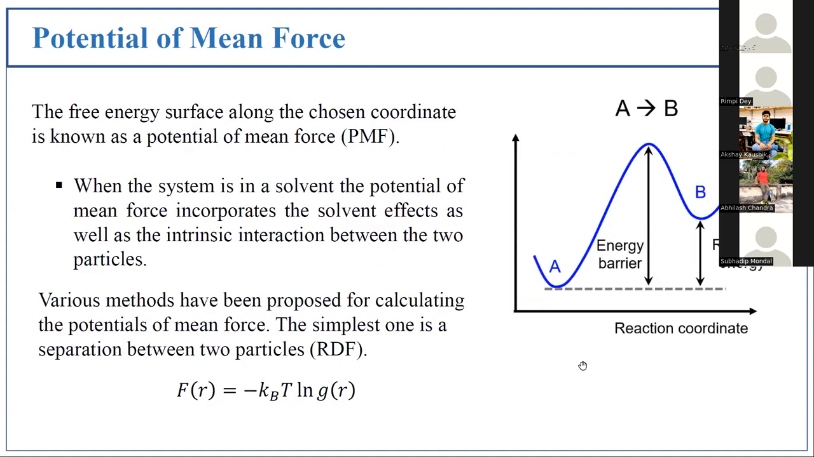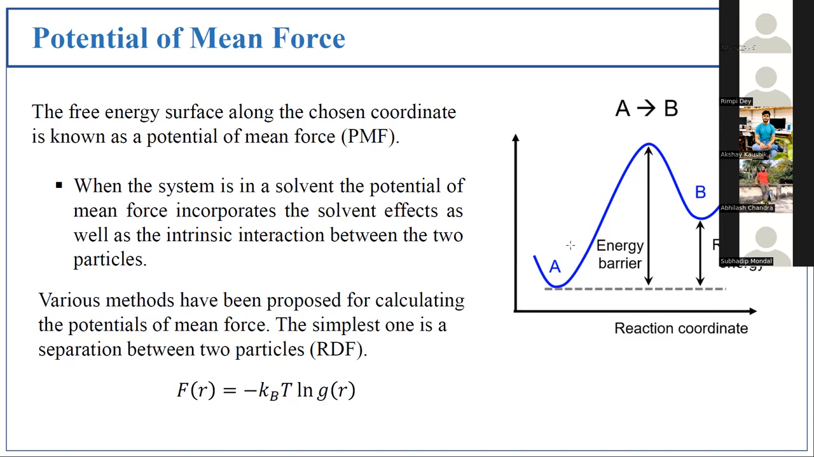Now, what is the potential of mean force? The free energy surface along the chosen coordinate is known as the potential of mean force. When the system is in solvent, the potential of mean force incorporates the solvent effect as well as the intrinsic interaction between the two particles. In the umbrella sampling method, we simply get the potential of mean force. Also, one of the easiest ways to calculate the potential of mean force is from the radial distribution function by using this equation.